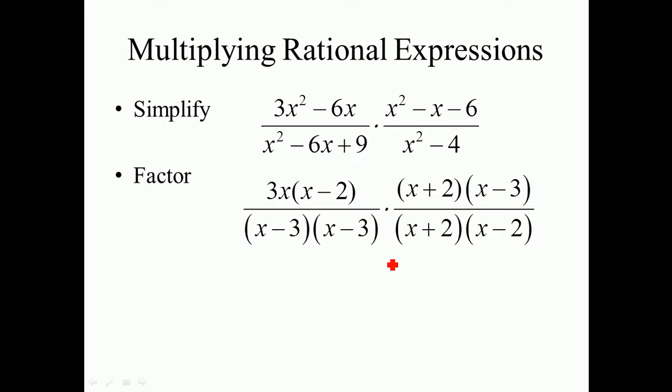So if I do that, let's see, the x plus 2's are gone. The x minus 3's are gone. The x minus 2's are gone. And I think that's all I can do. So really, once you do all that canceling, you should be left with 3x over x minus 3.